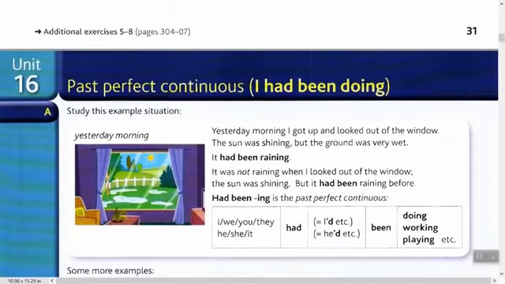Past perfect continuous is the same thing, similar to present perfect continuous.